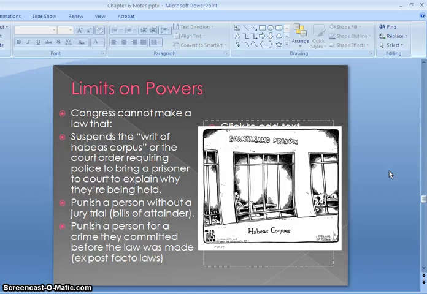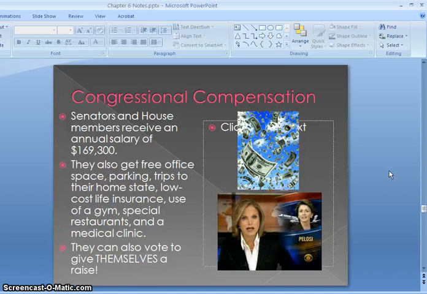Limits on powers. There are checks and balances, okay? We have the Bill of Rights for a reason, to make sure that your rights aren't stepped on by our government. Okay, congressmen. They make roughly around $170,000, but they also get tons of stuff free. They get free parking spaces, they get free trips home, they get free food, they get free gyms, they get low-cost insurance. So really, they make a ton of money, and they can give themselves a raise.